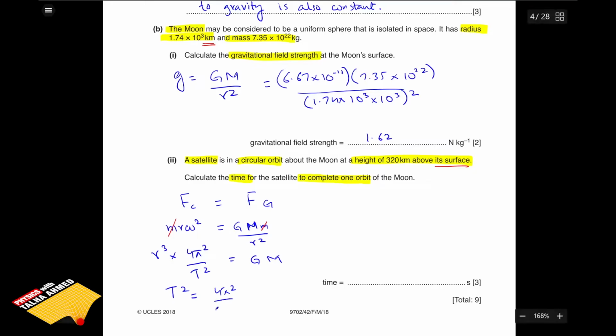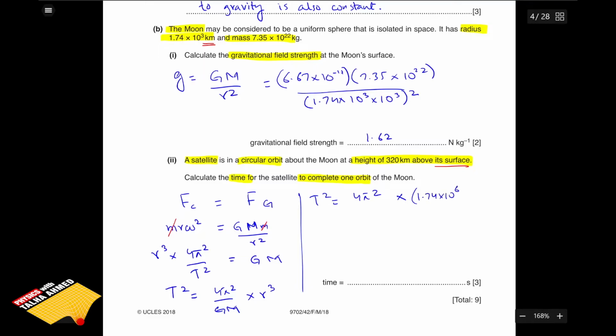The only thing that we need to be careful with here is the radius, which we have to enter in place of r. Now remember that the radius of the orbit is going to be the satellite's distance from the center of the moon. So not only do you have to include the height of the satellite above the moon's surface, but you also have to include the radius of the moon, since the sum of those two distances is equal to the radius of the orbit.